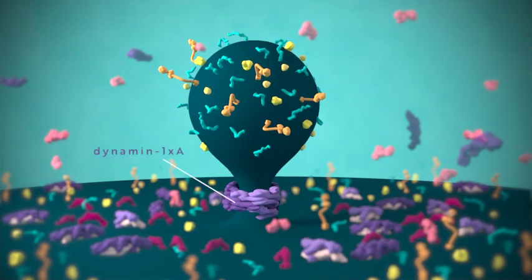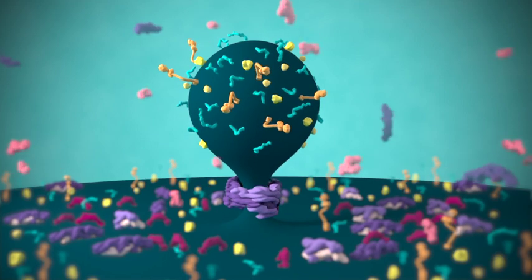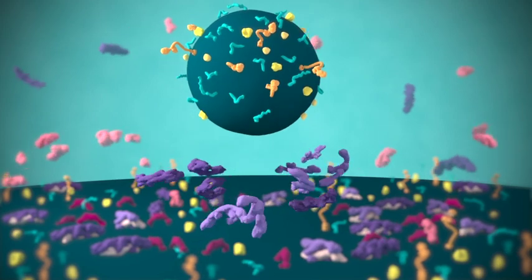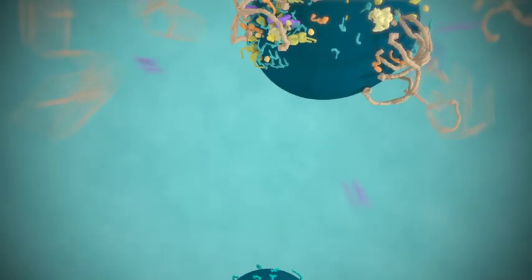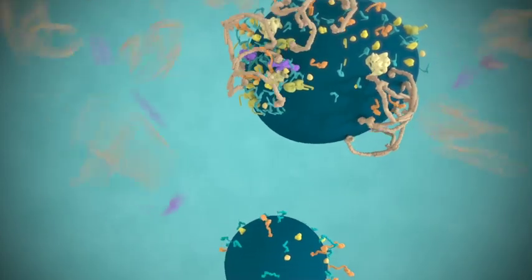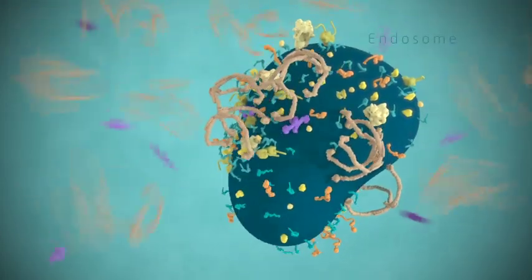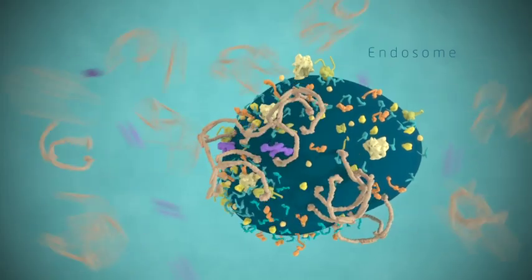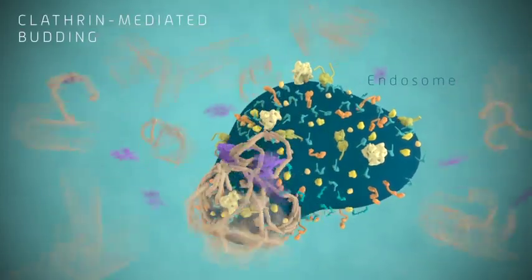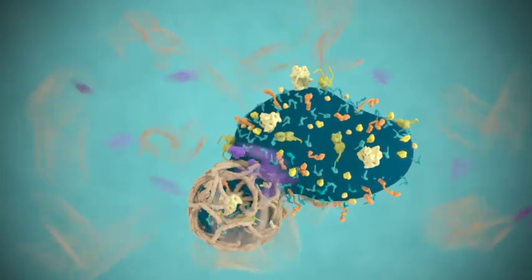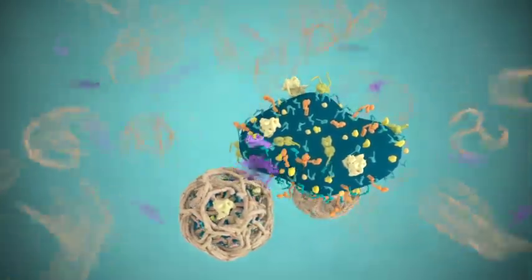Pre-accumulated GTPase dynamin-1xA forms a helical oligomer, immediately pinching off at the neck of the endocytic vesicle within 100 milliseconds. The endocytic vesicle rapidly traffics away from the plasma membrane towards an endosome and then fuses with the endosome. New synaptic vesicles are regenerated by budding from the endosomal membrane.